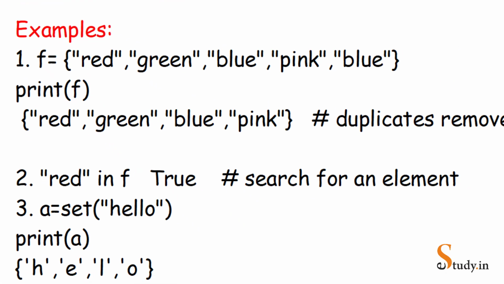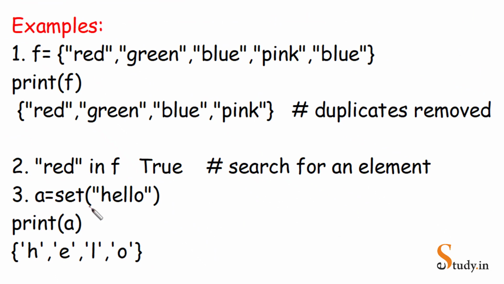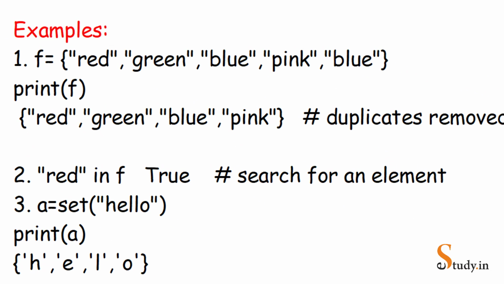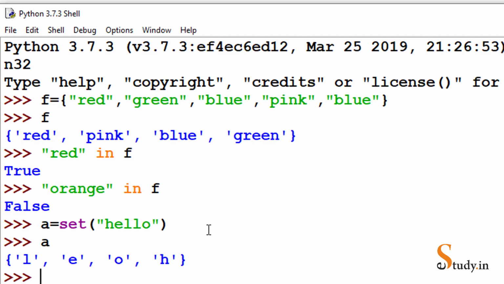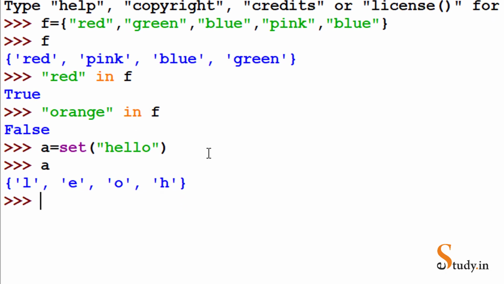Now moving on, let us create a set using the set function. So a is equal to set, and let's say hello. As you can see, this word hello has the letter L repeating twice. So when you print a, it will only print the unique elements. That means it will remove the duplicate values from the set. Now the set function can receive only one argument, and it will make a set with unique values.